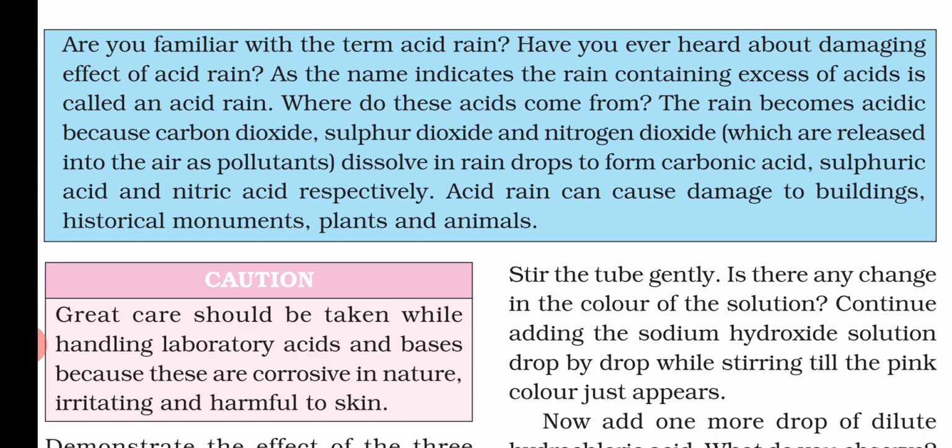Whenever these oxides mix with rainwater, they produce carbonic acid, sulfuric acid and nitric acid respectively. So whenever these oxides mix with water, they produce acid, and when this acid comes along with rain, we say it is acid rain. This acid rain is damaging to buildings, historical monuments, plants and animals. So it is very harmful. That is why, to stop acid rain, we have to stop pollution. Without stopping pollution, we can't control acid rain.